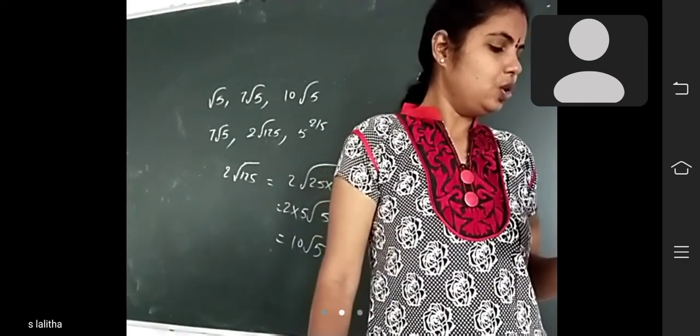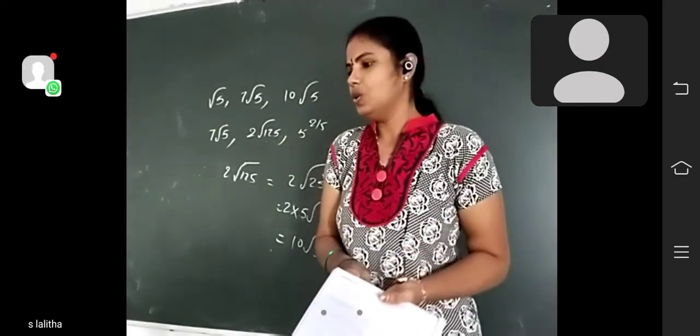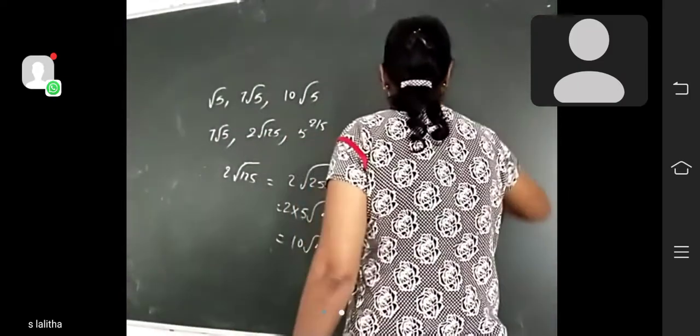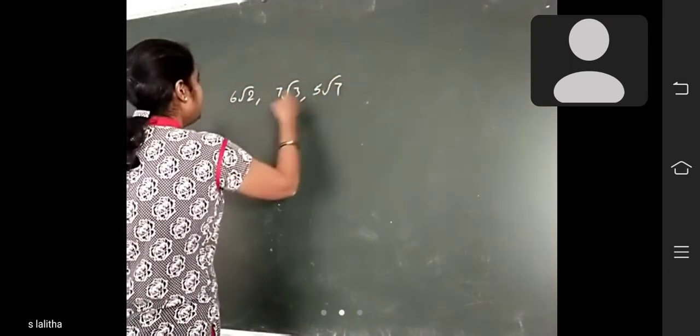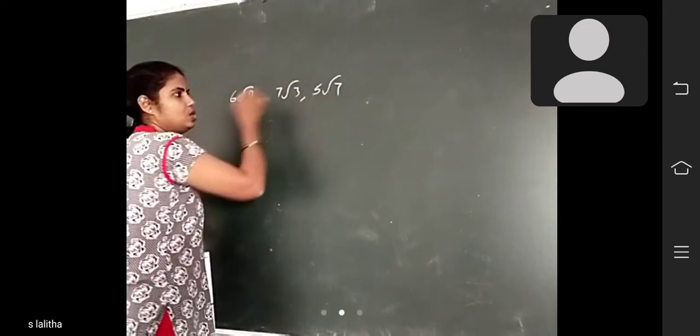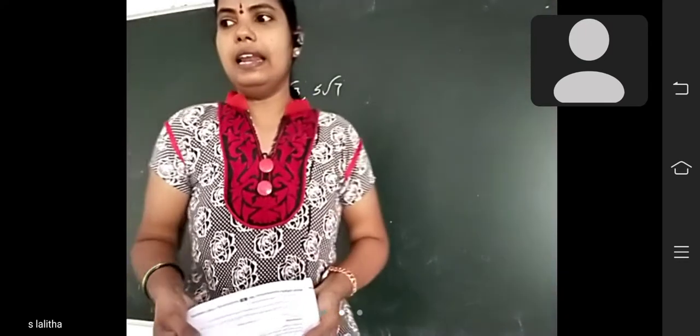Next one, 6 root 2, 7 root 3, 5 root 7 are dissimilar surds. So here there is no common surd. Is any common surd there here? There are different surds. Here root 2, here root 3, here root 7. Different surds are there. So these are called unlike surds or dissimilar surds. What do you call this one? Unlike surds or dissimilar surds.